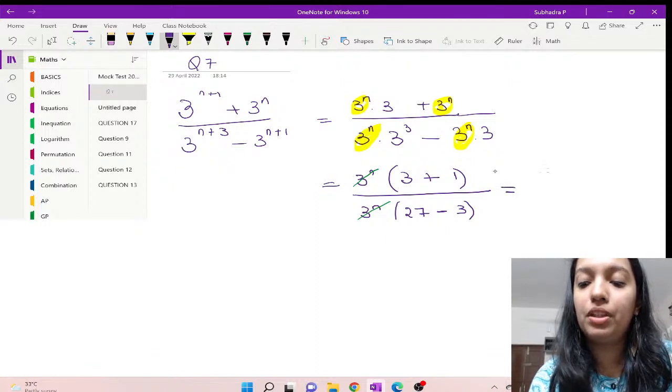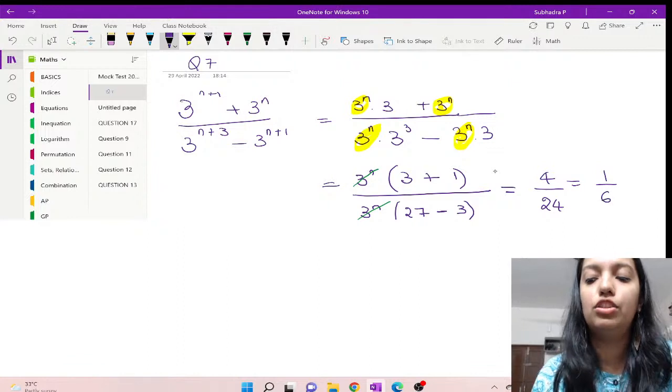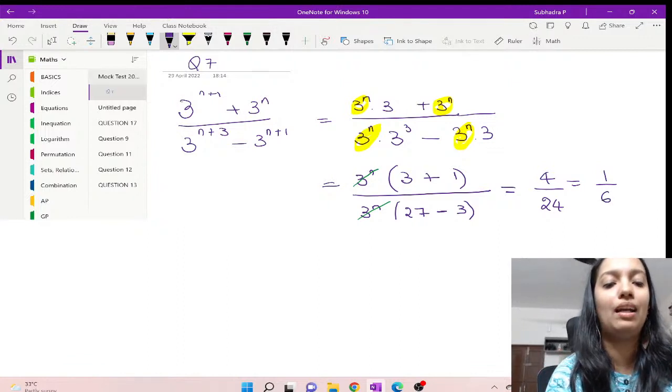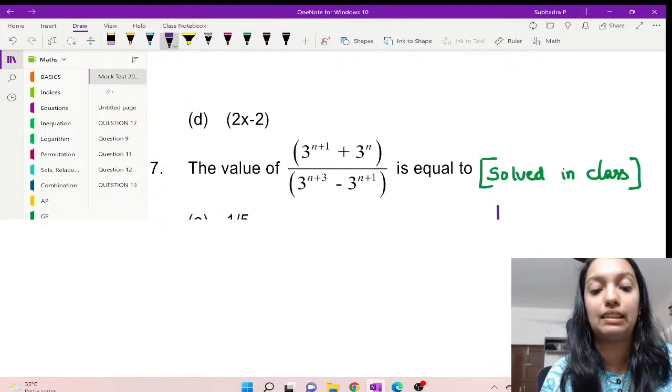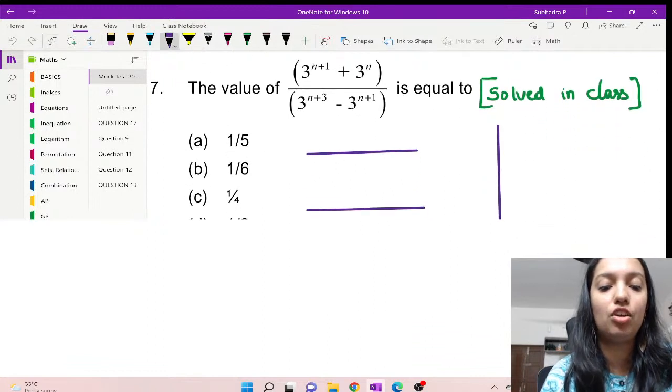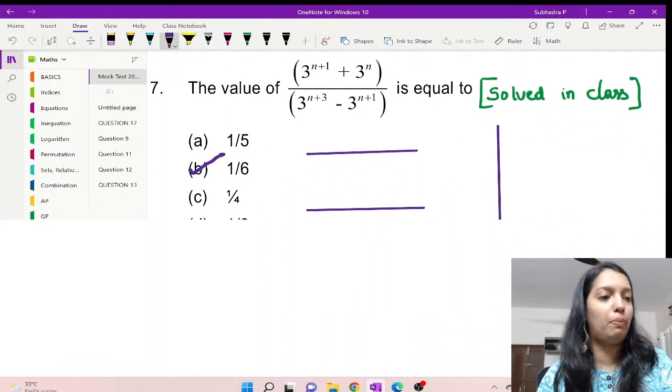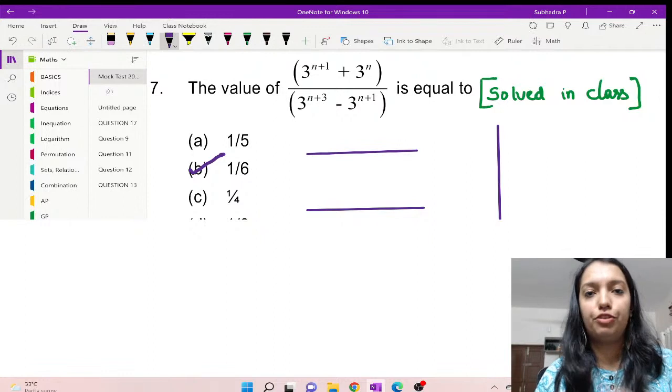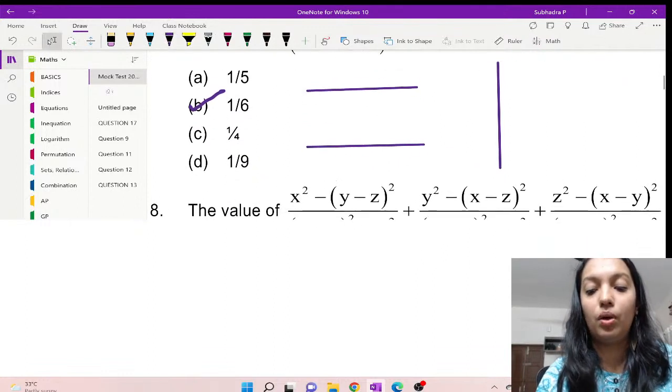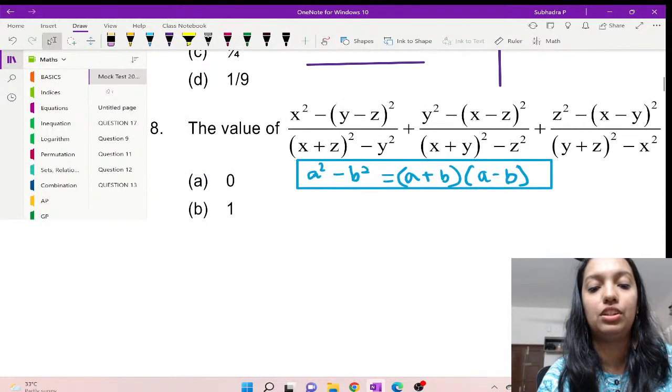So I am substituting it. 4 divided by 24. 4 ones are 4, 4 sixes are 24. So your final answer will be 1 by 6. Is 1 by 6 there in your options? Yes, it is option B. So this is the answer for the 7th question. Going ahead for the 8th question now.